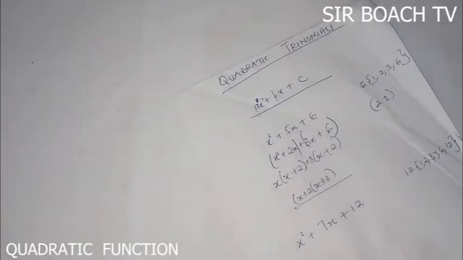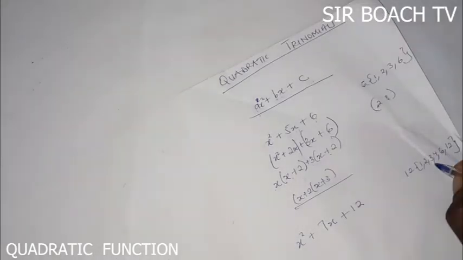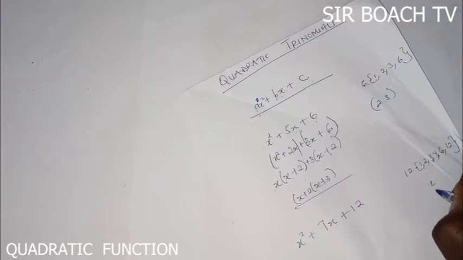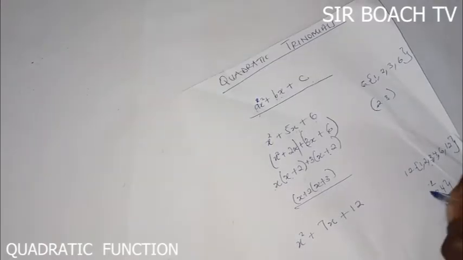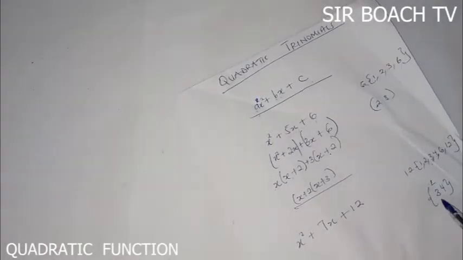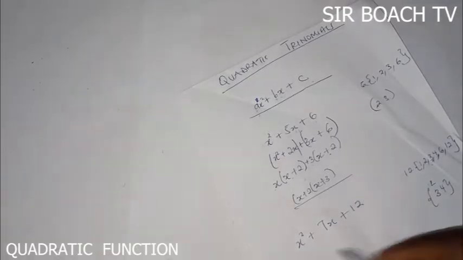Now, two of these numbers, when I multiply, I get 12, but when I add, I get 7. I can see clearly here that it is 4 and 3. So I'll use 3 and 4. Someone can also use 4 and 3. You get the same answer. So 3 times 4 gives me 12, but when I add, I get 7.